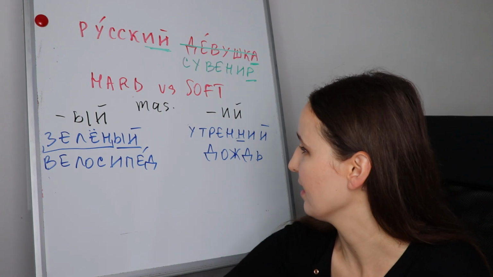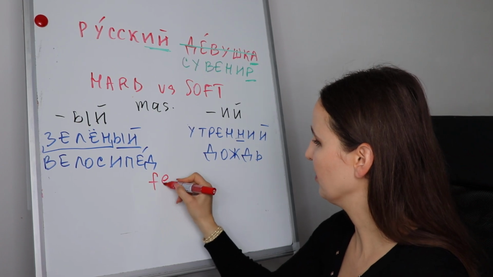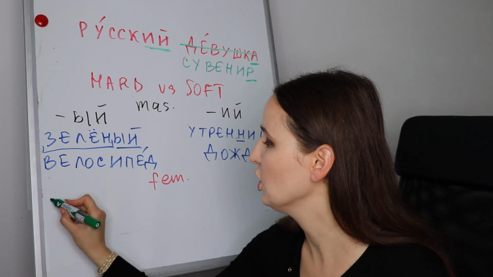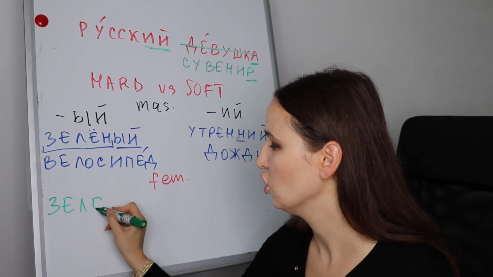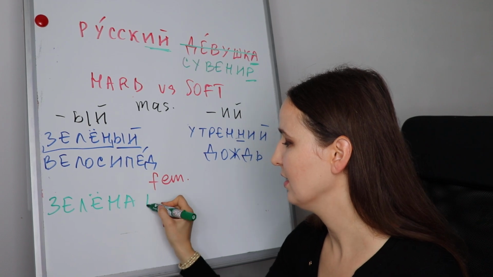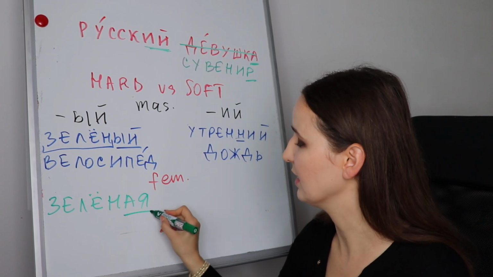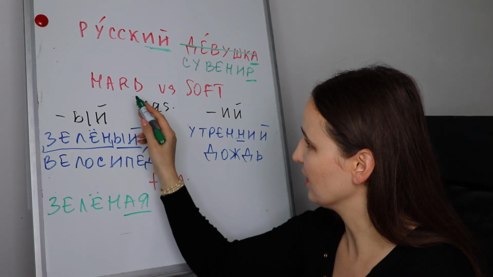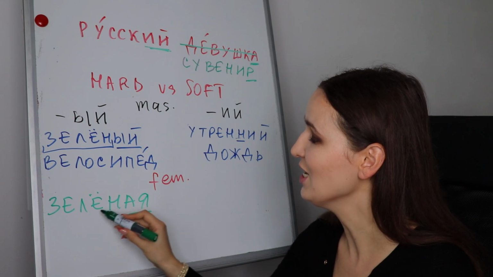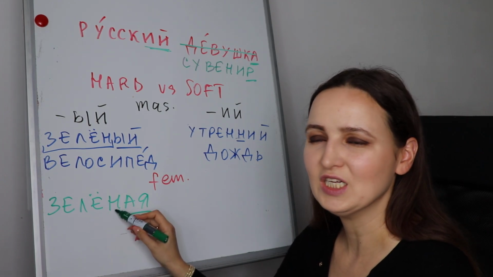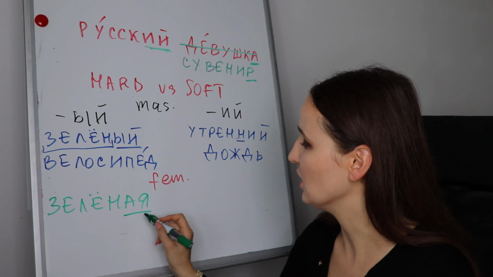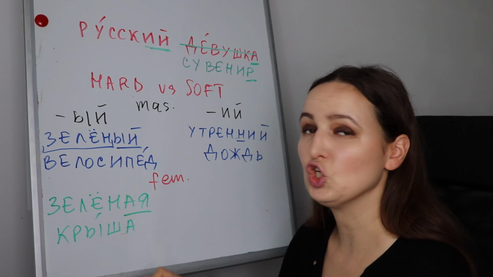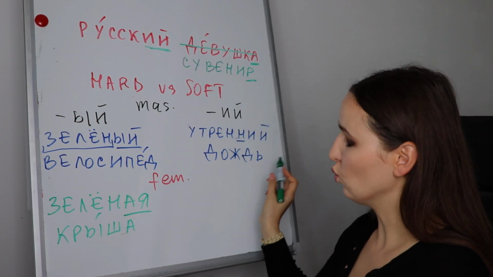Feminine, утренняя. Давайте напишем. Feminine. Зеленая. The ending is ая for feminine adjectives. Hard feminine adjectives. The ending is ая. Зелен, N is hard. Зеленая крыша, let's say roof. Крыша. Зеленая крыша. And утренняя.